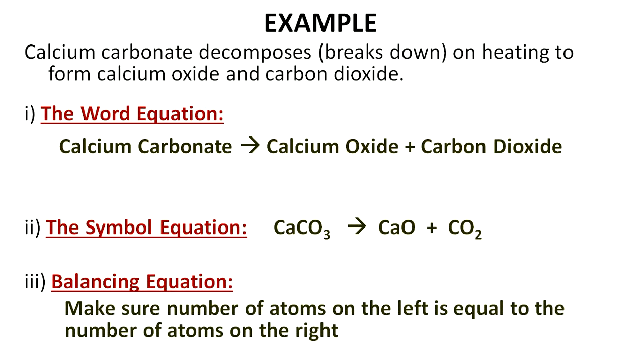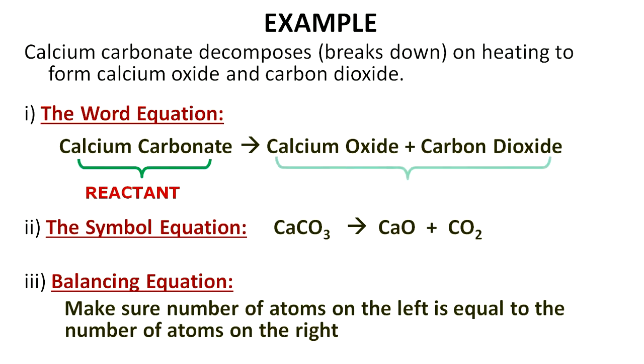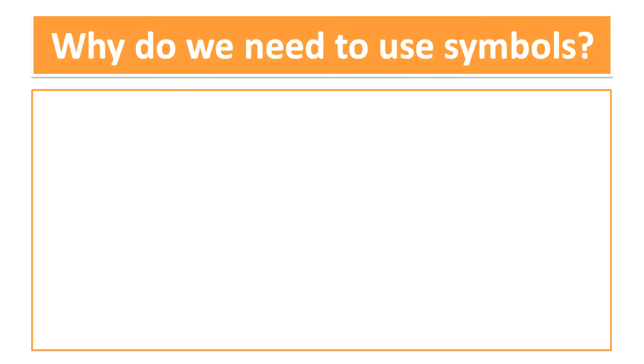Balancing equation. Make sure that the number of atoms on the left is equal to the number of atoms on the right. In this case, the equation is balanced. Here, calcium carbonate is the reactant, calcium oxide and carbon dioxide are the products. Why do we need to use symbols? Think about this question.